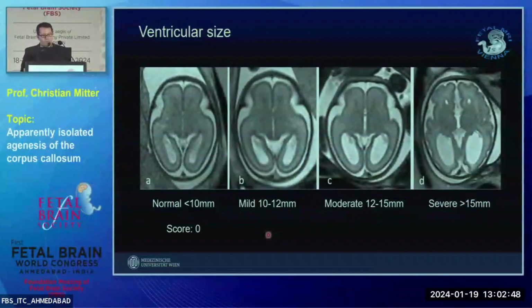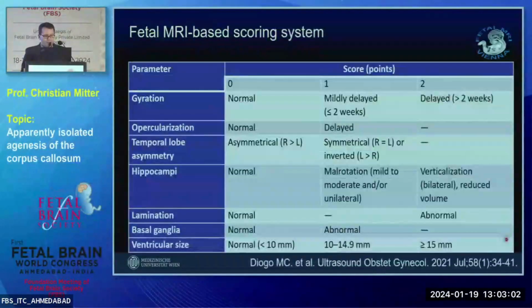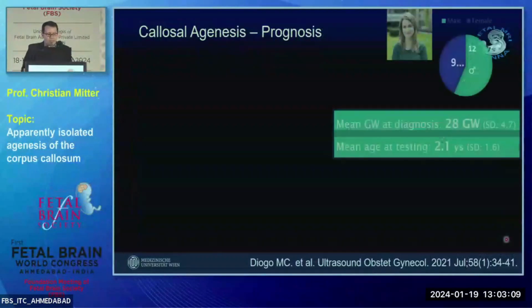We scored a normal atrium size as 0. We included both mild and moderate ventriculomegaly as 1 point, and severe ventriculomegaly as 2. And then you add everything up and get to a score. And these are the results.